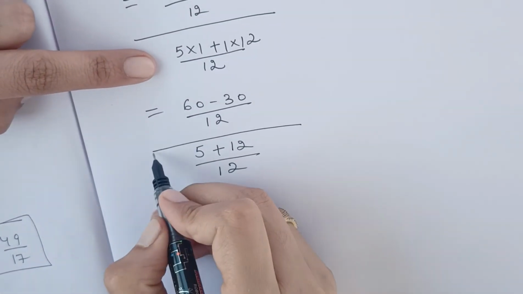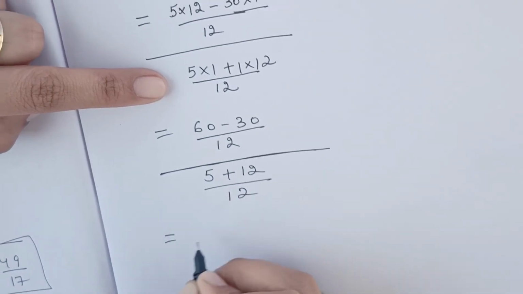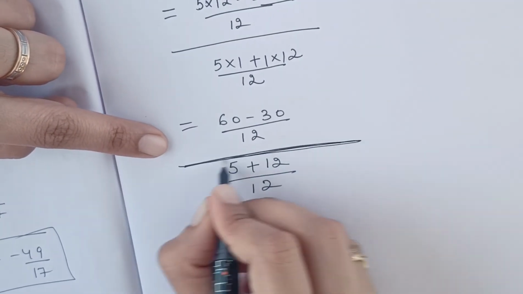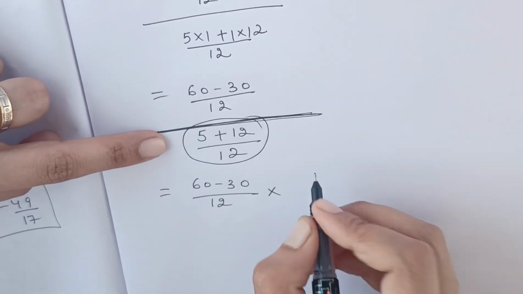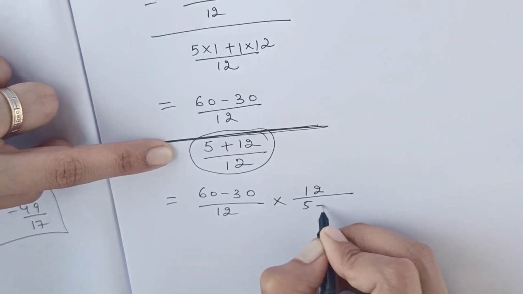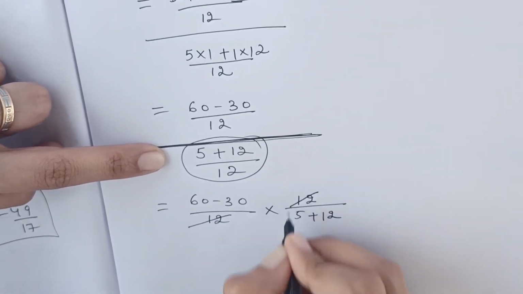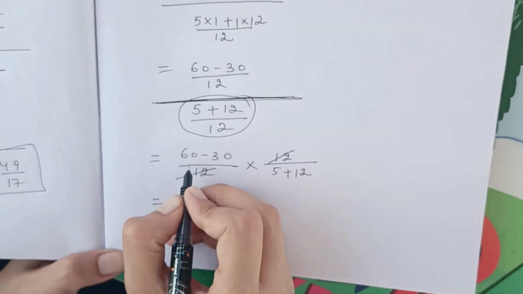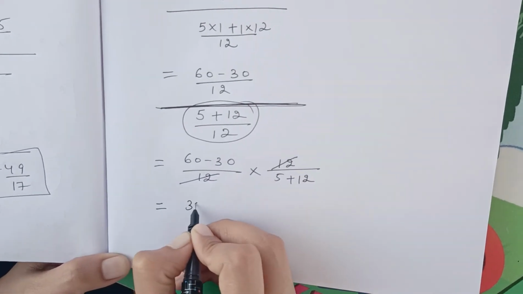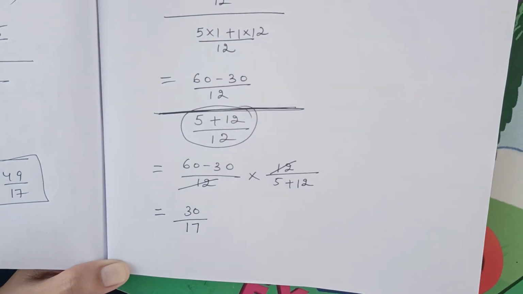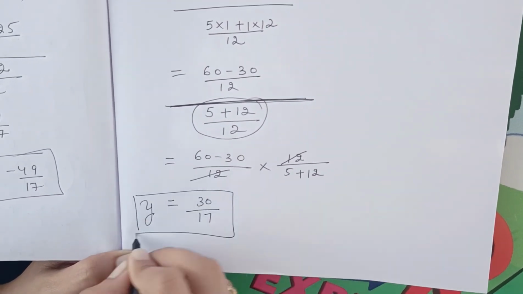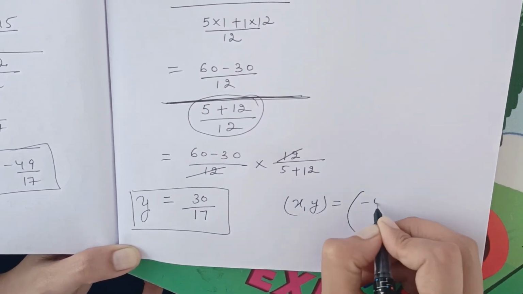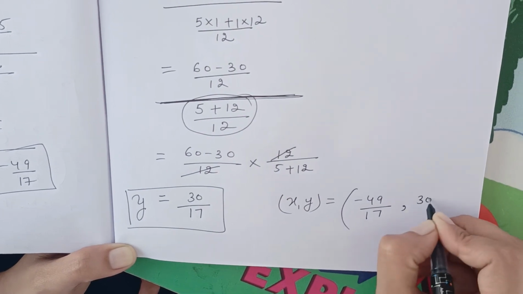So 60 minus 30 by 12 upon 5 plus 12 by 12. In the previous step I just cancelled directly. Here, this division we can change into multiplication, and write the reciprocal of the lower fraction. That is why the 12s get cancelled, as they did in my previous step also. So the value of y: 60 minus 30 is 30 upon 17. So y is equal to 30 by 17. Our point of intersection x, y is minus 49 by 17 and 30 by 17.